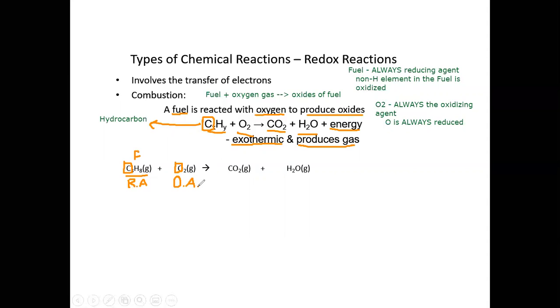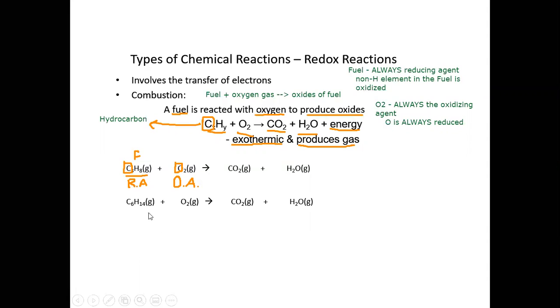So agent has to be a reactant. It cannot be a product. And an agent is the actual reactant that contains the species that is reduced or the species that is oxidized.